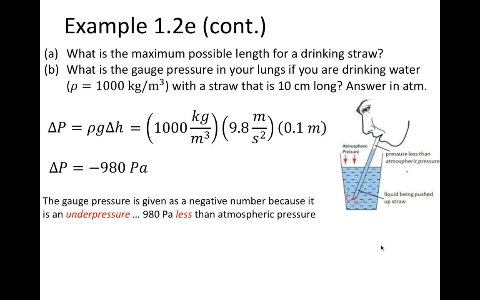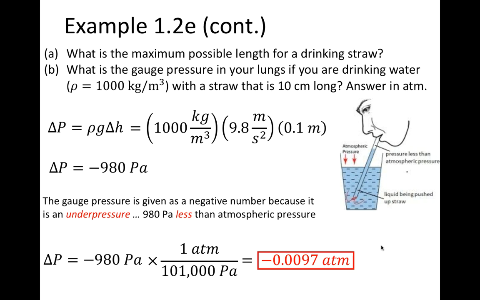You can then divide this by 101,000 pascals, and that converts it from pascals to atmospheres for an underpressure of negative 0.0097 atmospheres.